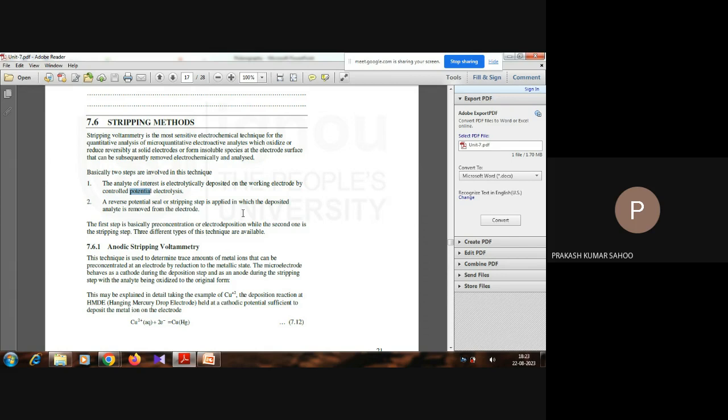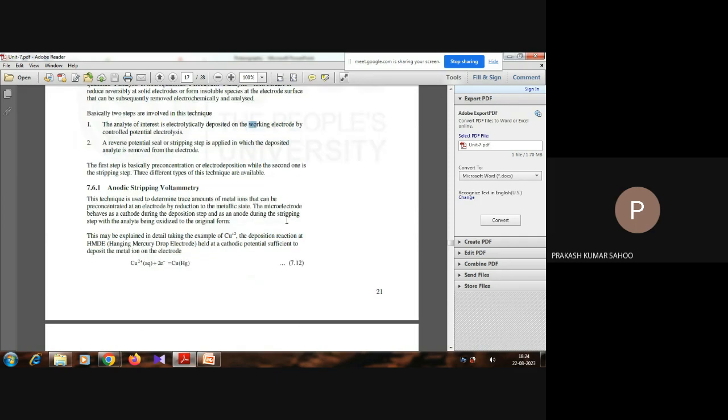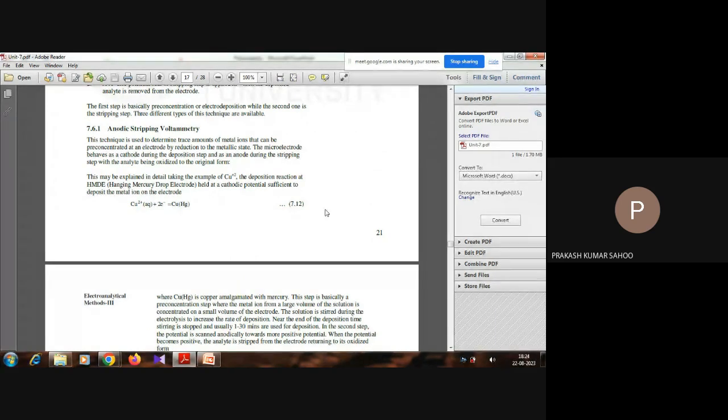Then a reverse potential or stripping step is applied, in which the deposited analyte is removed from the electrode. So there are two steps here: the deposition of the analyte on the working electrode, this is the first step, and it is followed by the reverse potential or stripping step, in which the deposited analyte is removed. That means both deposition and removal will be there. So this undergoes your stripping method, which is of three types: anodic, cathodic, and adsorptive.